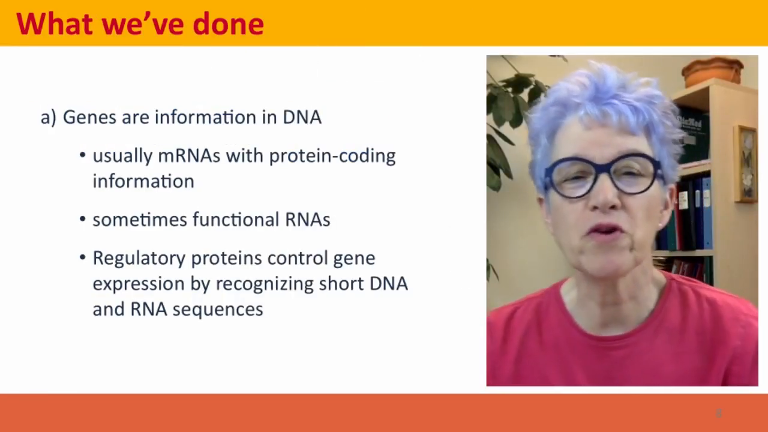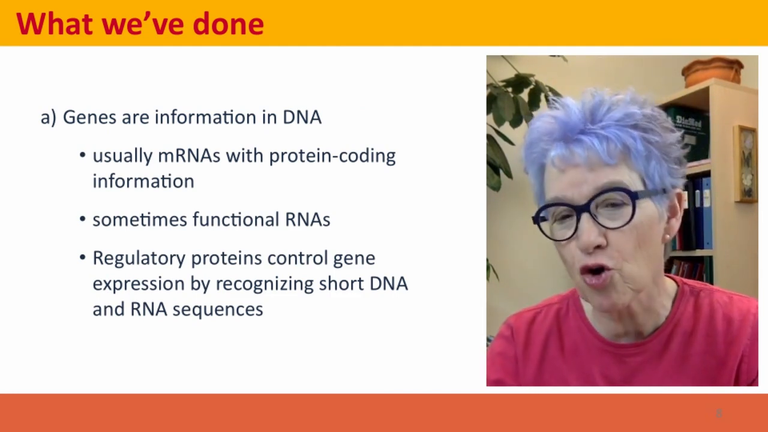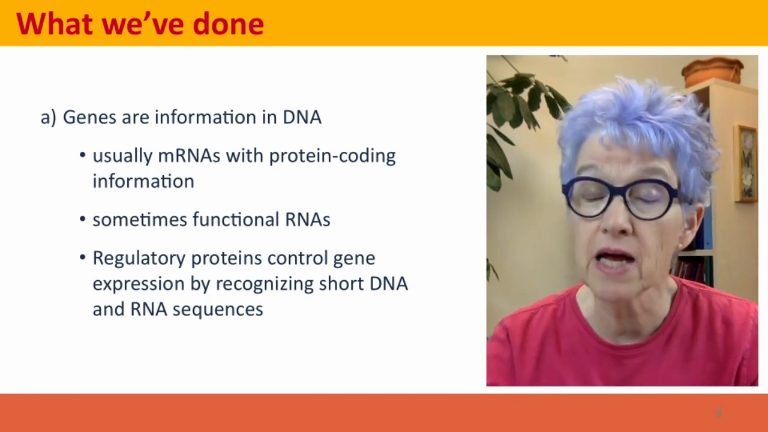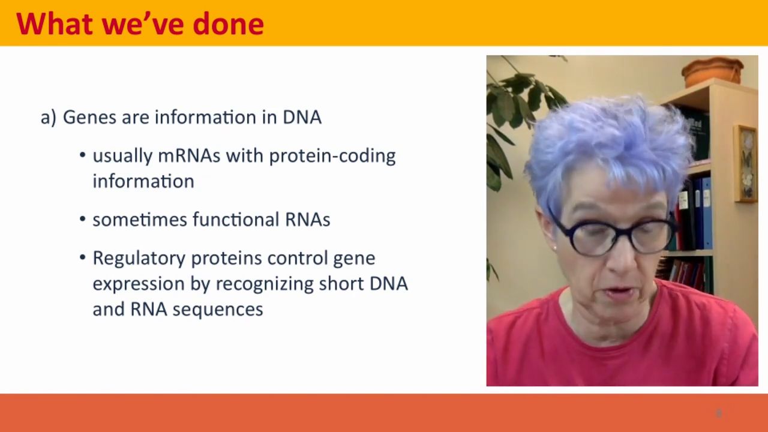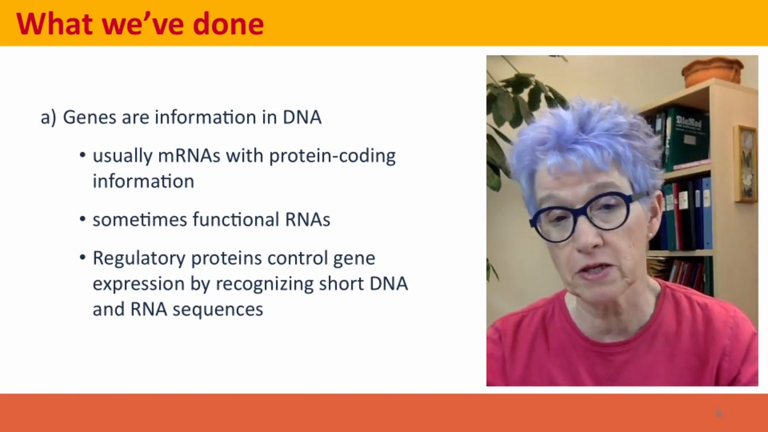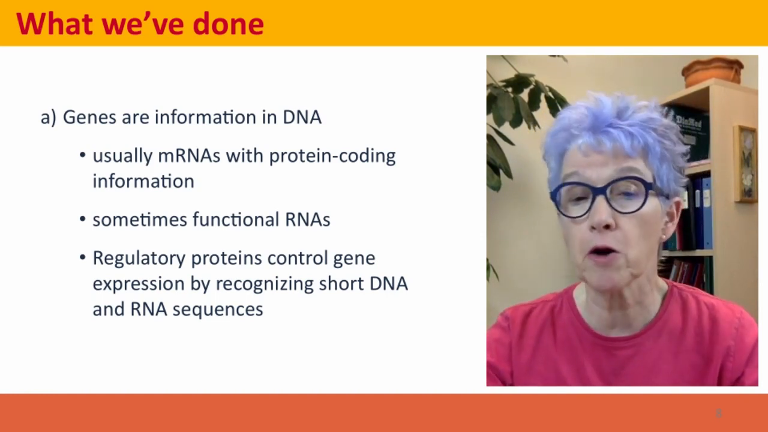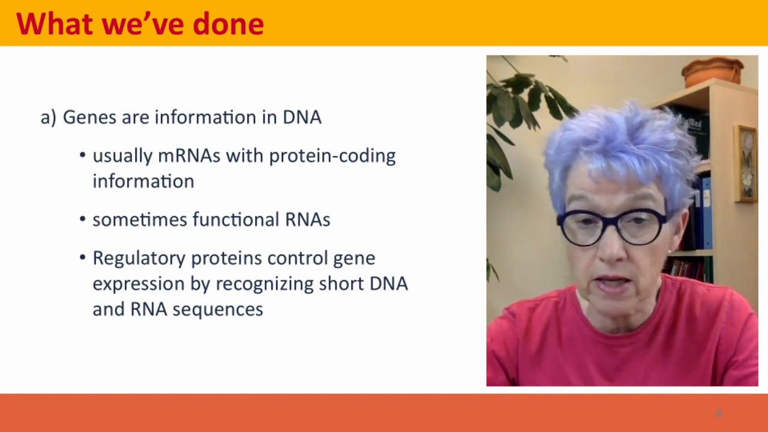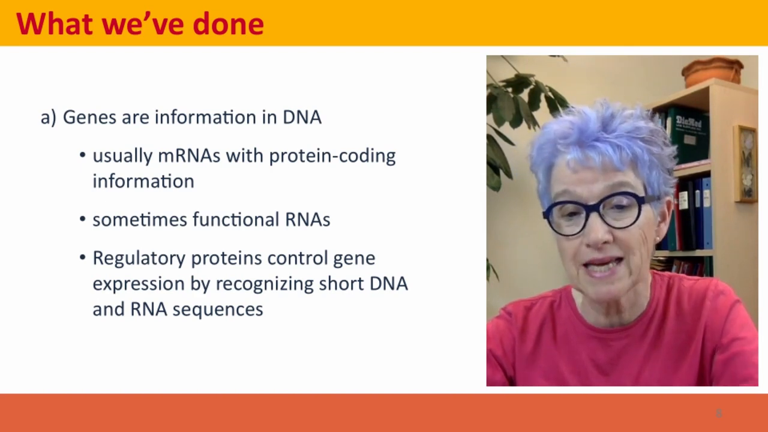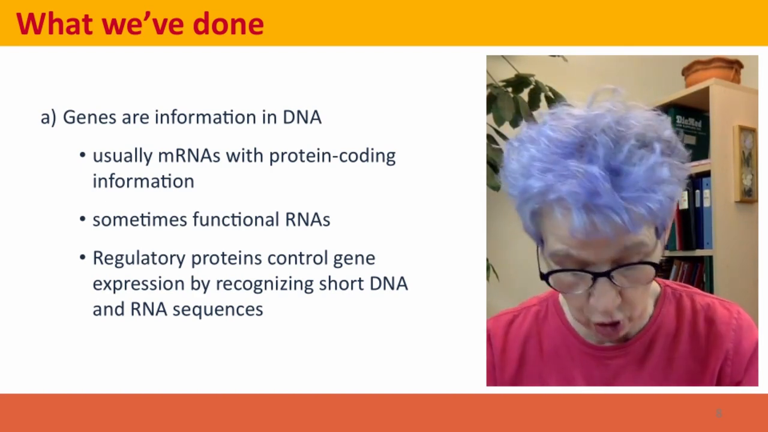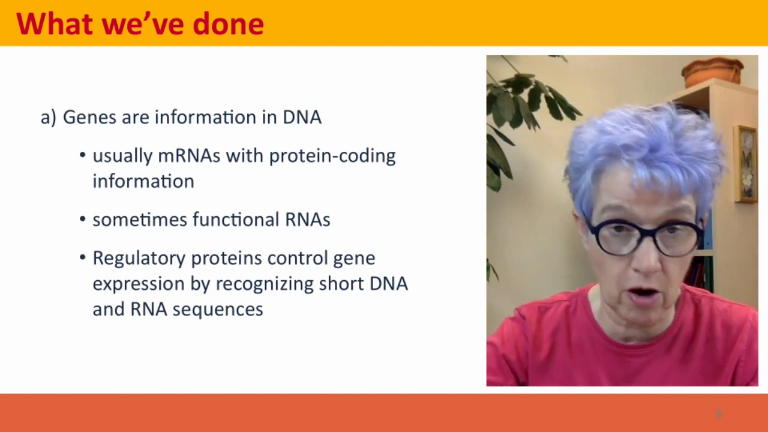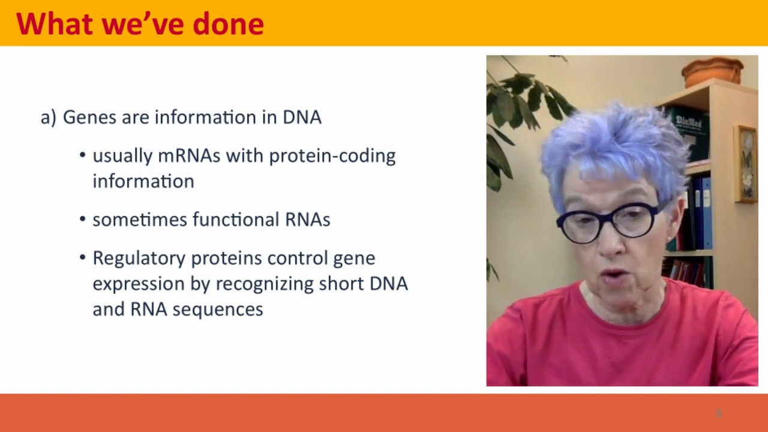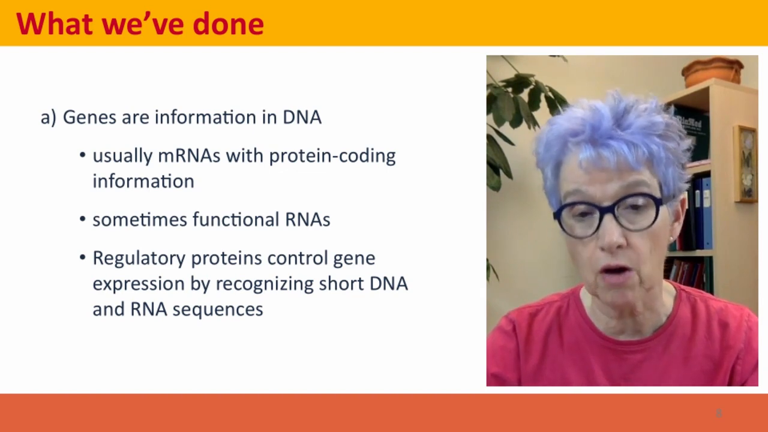Now, what we've done, we've talked about genes, that genes are basically informational entities in our DNA. Sometimes they specify functional RNAs, like parts of the ribosome. Most of them specify messenger RNAs that code for proteins. And genes are identified by the cell by the presence of regulatory signals, short sequences in the DNA that tell RNA polymerase to make an RNA copy, and short sequences that act in the RNA to tell the ribosome where to start and stop to make a protein.